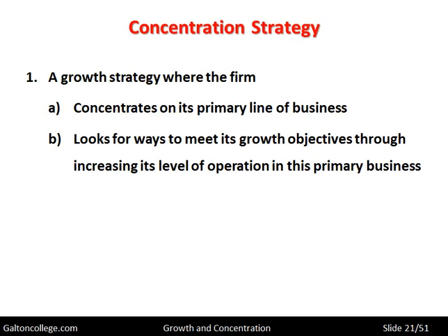particular line of activity. And it looks for ways to meet its growth objectives through increasing its level of cooperation and operation in the primary business. It tries to cooperate perhaps with other companies, or it simply tries to increase its own level of operations in the primary business. It tries to expand what it's doing. It tries to perhaps take a bigger market share.